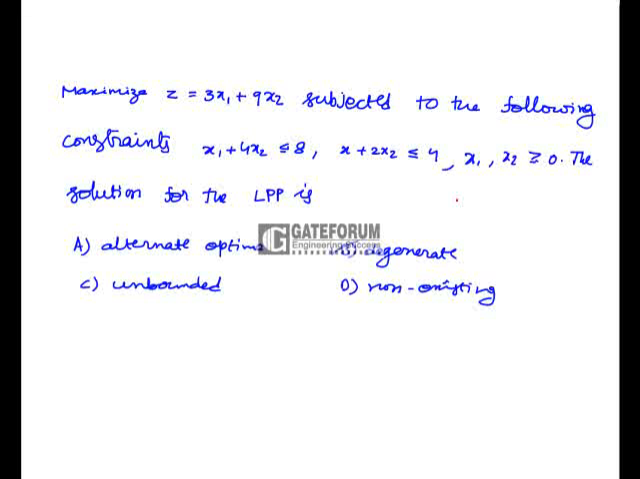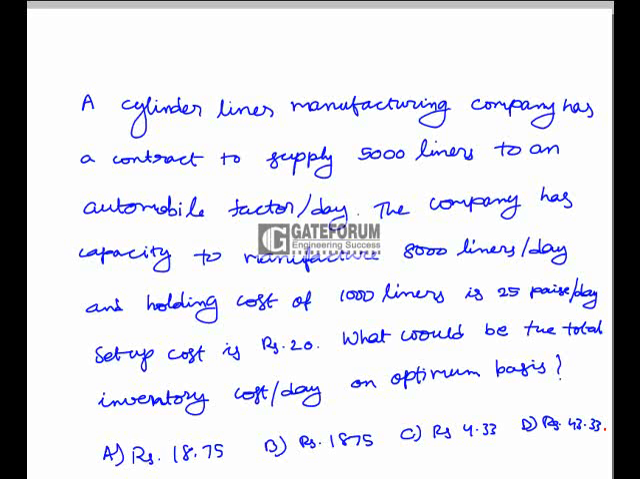A cylinder liner manufacturing company has a contract to supply 5000 liners to an automobile factory per day. The company has capacity to manufacture 8,000 liners per day, and holding cost of 1000 liners is 25 paise per day. Setup cost is 20 rupees. What would be the total inventory cost per day on optimum basis?